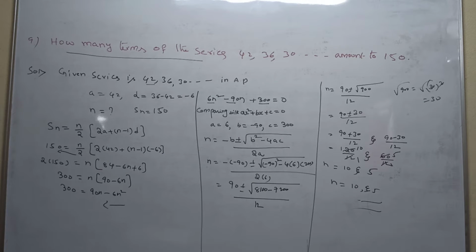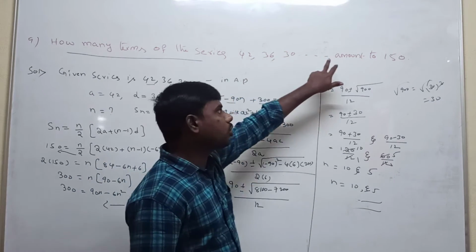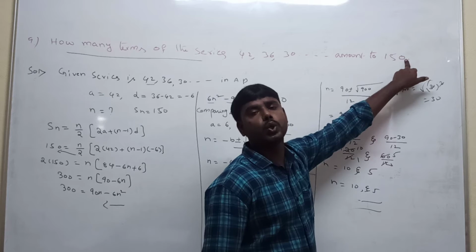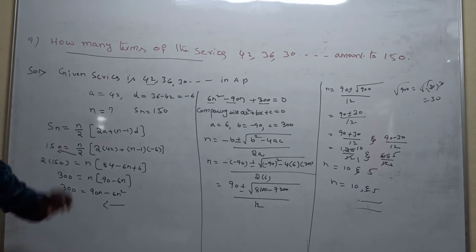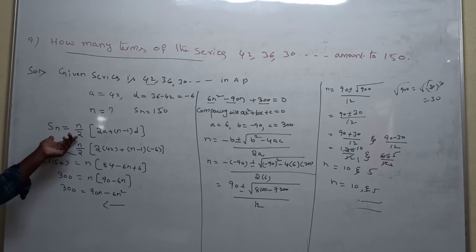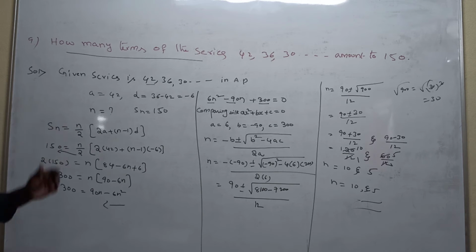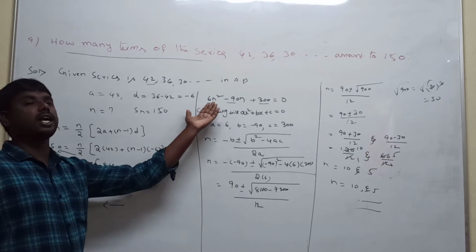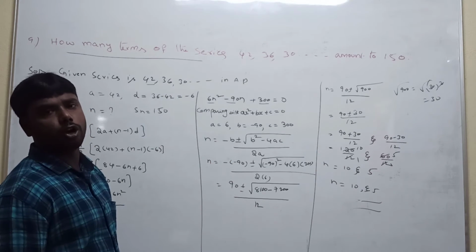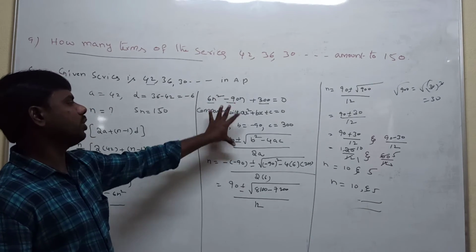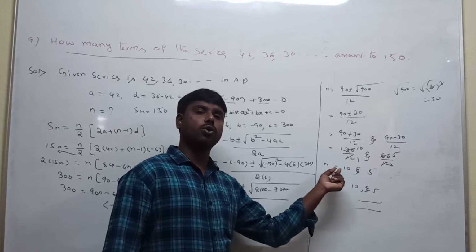Very easy. They are given one sequence and the total sum, 150, to calculate the n value, meaning how many terms of this series. We write the given sequence. After that, applying the sum of n terms formula: Sn is equal to n by 2 into 2a plus n minus 1 into d. After substituting all the values, finally we get the quadratic equation. Here applying the roots of the quadratic formula: minus b plus or minus square root of b square minus 4ac by 2a. Substituting all the values, finally we get n is equal to 10 and 5.